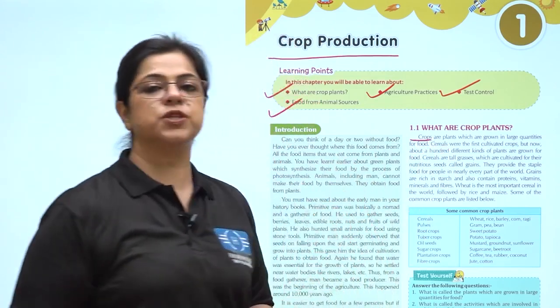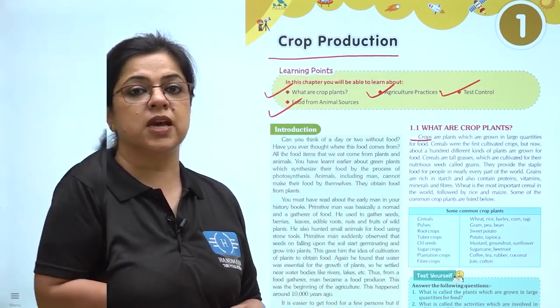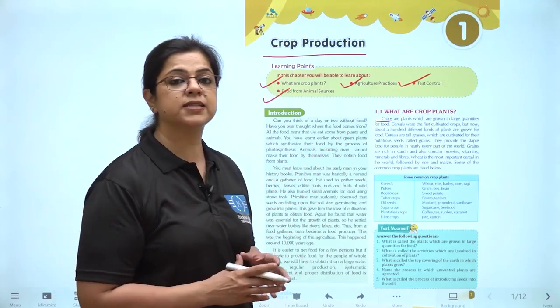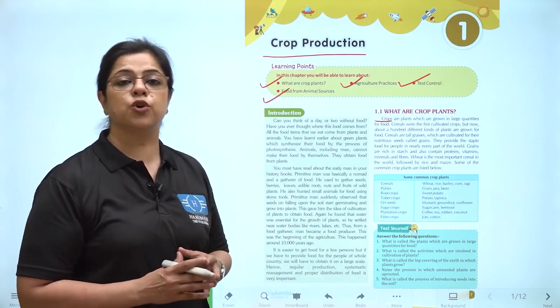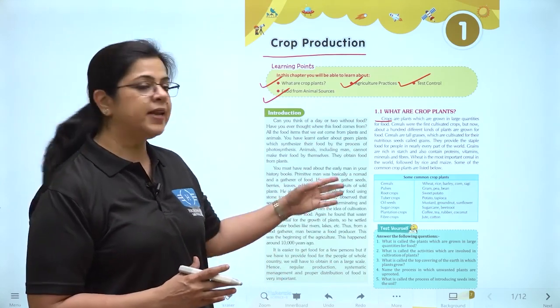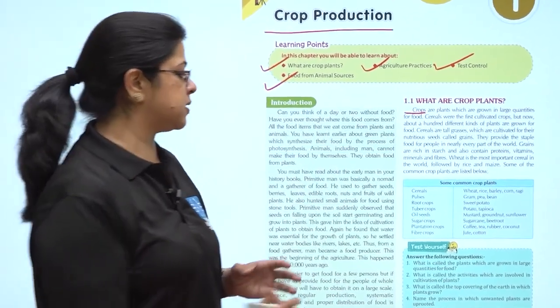Crops are plants which are grown in large quantities. Cereals were the first cultivated crops, but now we understand there is a whole list of crops that are grown which cater to a variety of human beings. Let us see some common crop plants.